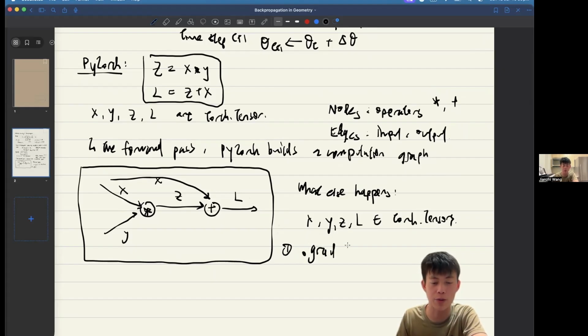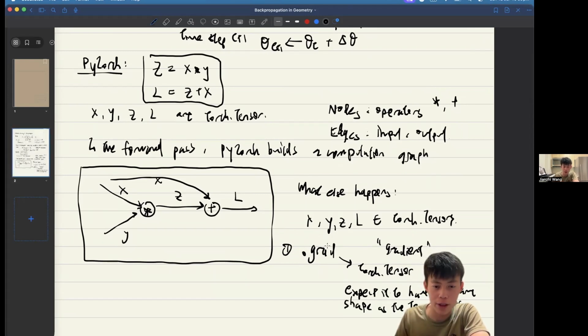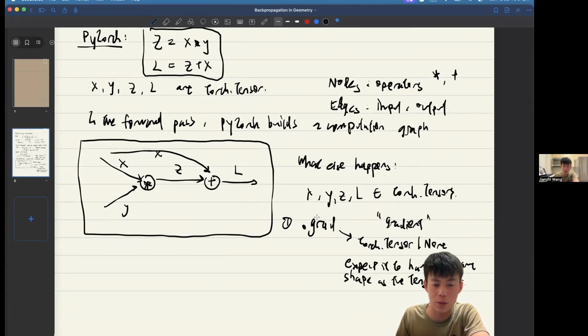One is the .grad attribute. The name is called .grad, so one can expect it to be some sort of gradient. We can interpret this .grad as a gradient. It is also a torch.tensor, meaning it is also a tensor, and we expect it to have the same shape as the tensor that we are taking the attribute of. One thing that I want to clarify here is that this .grad is actually either a tensor or a None. We only care about its gradient if it is actually registered in the computation graph, right?